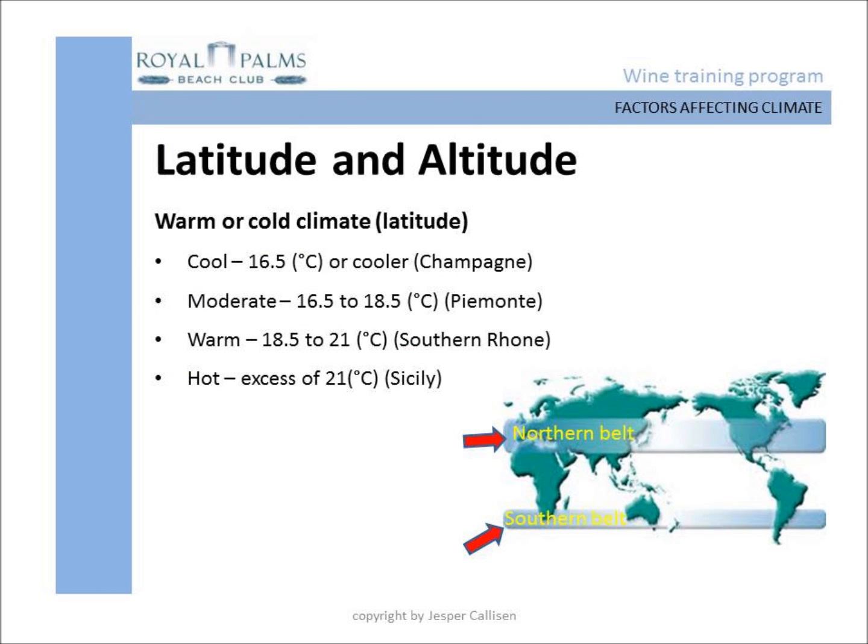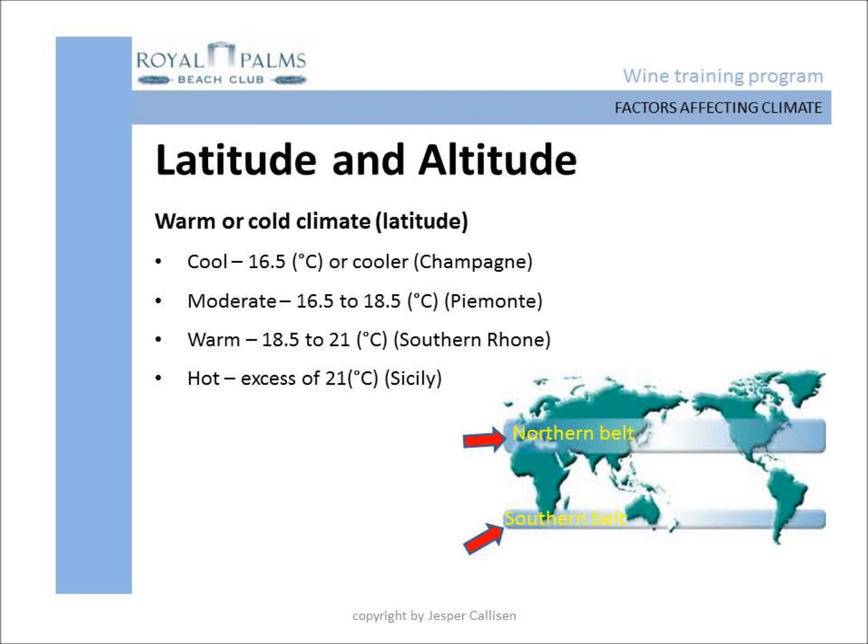Latitude and altitude. There are two main areas where vine is grown. These can be seen on the picture as the northern and southern wine belts. The temperature shown on the slide refers to the average temperature during growing season. This is the time from when the grapes form on the vine until they are harvested.